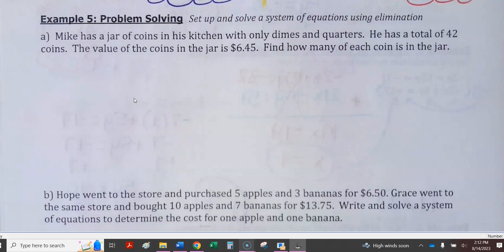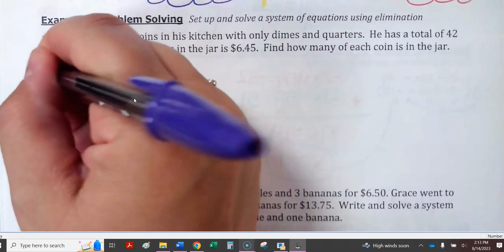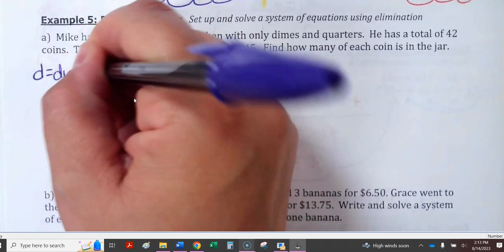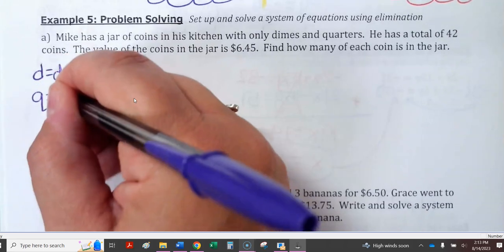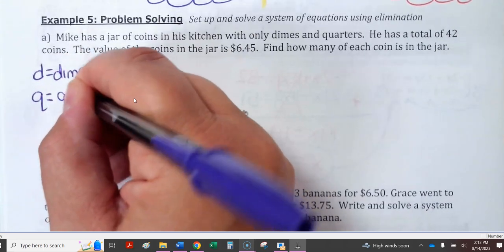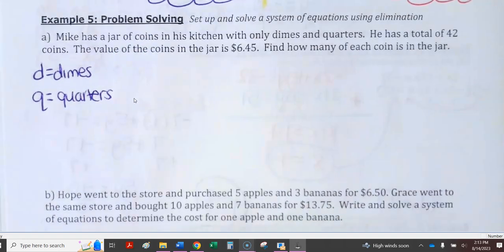Okay, the first one just says, Mike has a jar of coins in his kitchen with only nickels and dimes. Completely believable scenario. Okay, has a total of 42 coins, and the value of the coins in the jar is $6.45. Find out how many of each coin is in the jar. Just so we all have the same thing, for my variables here, I'm going to let D stand for dimes and Q stand for quarters.